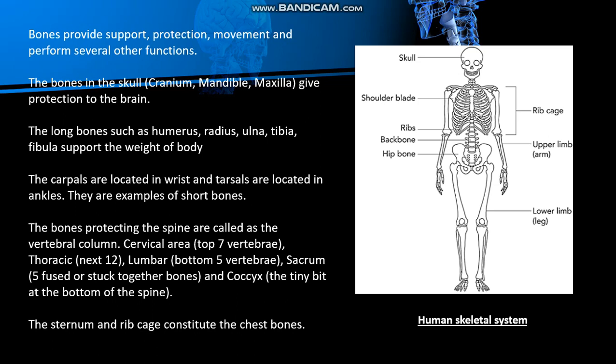The carpals are located in the wrist and tarsals are located in ankles. They are examples of short bones. The carpals are present in the hand and tarsals in the leg. The bones protecting the spine, we call the vertebral column. The sternum and the rib cage, the chest bones, constitute the chest bones.